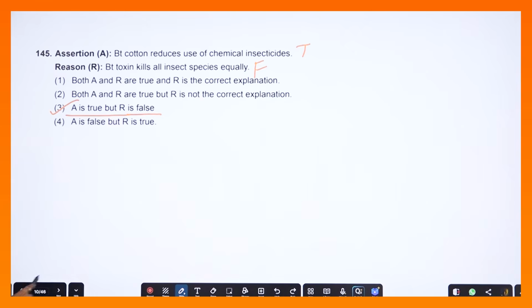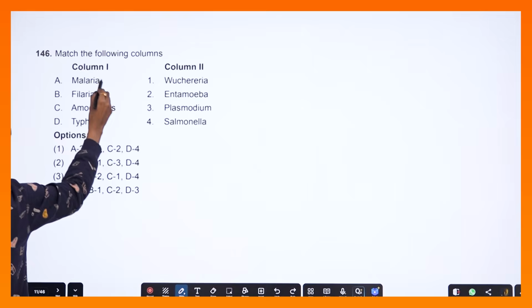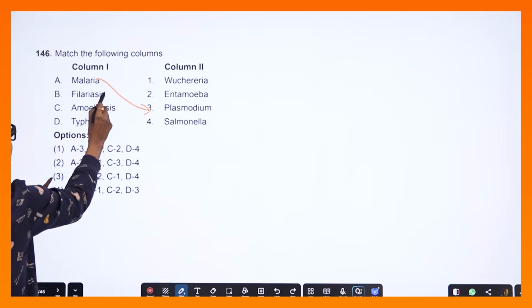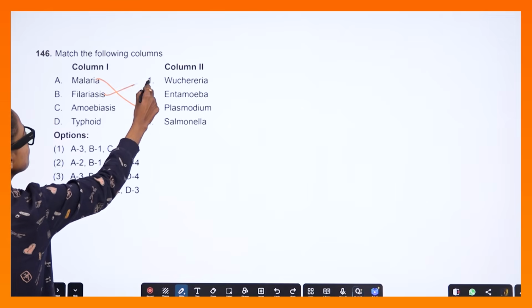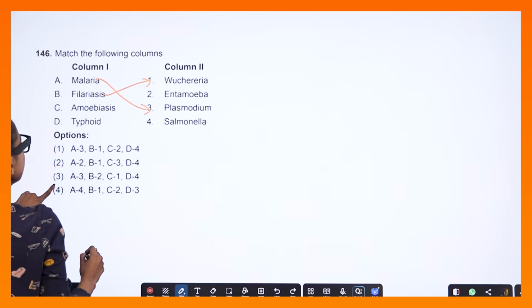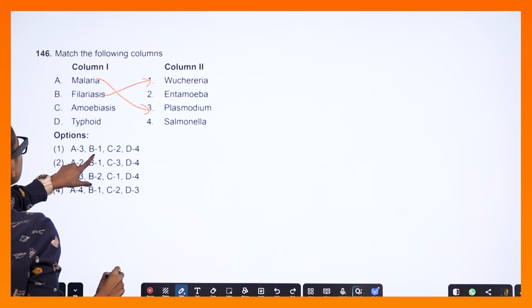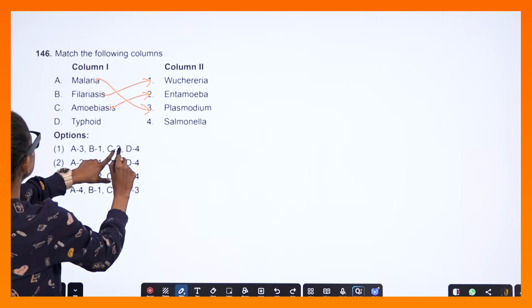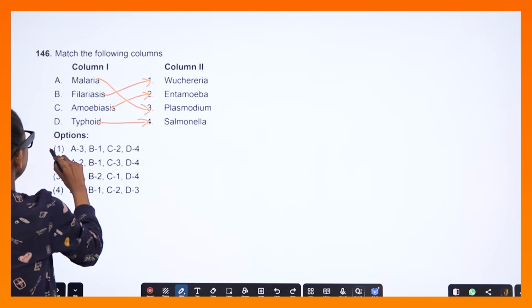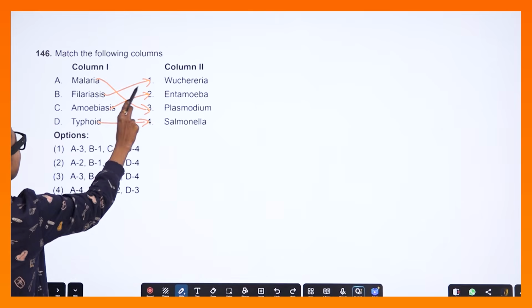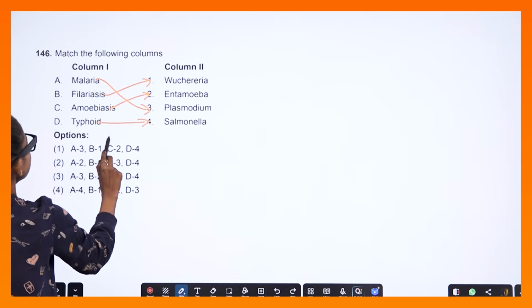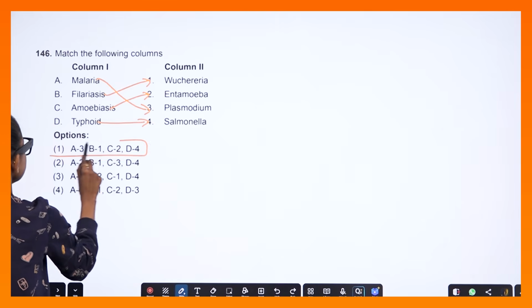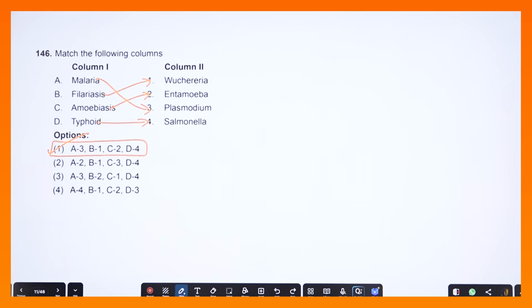Okay, third. Malaria, Plasmodium, A3. Filariasis, elephantiasis, Wuchereria bancrofti and malayi, so A3. B1, amoebiasis, Entamoeba histolytica. C2, typhoid, Salmonella typhi. So A3, B1, C2, D4. Right? Option 1. Okay.